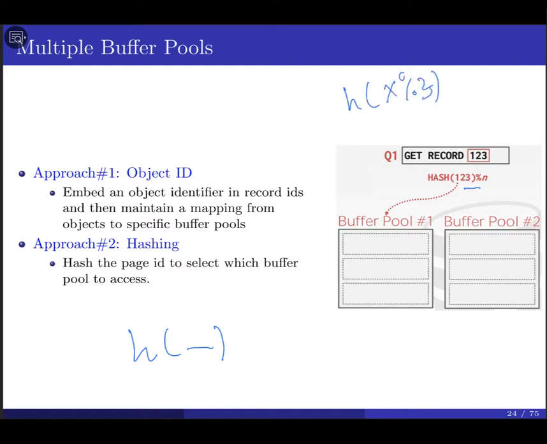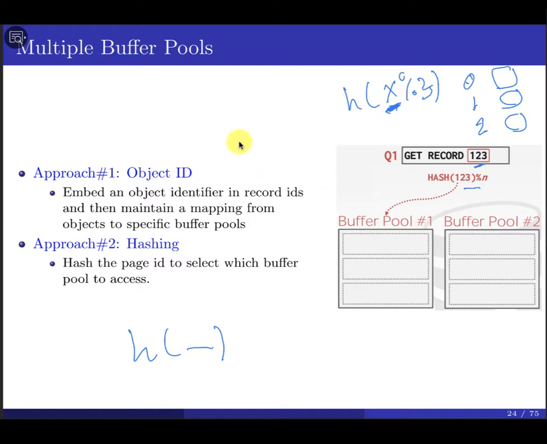Regardless of the value of x, the result is going to be either 0, 1, or 2. So it looks like we have three buckets. So assume that we have three buffer pools in this case. Based on the hash of the record ID, taking it modulo 3, it's going to be 0, 1, or 2. So always, based on the value of the record ID, it's going to be assigned to the same buffer pool. Clear, guys? So we have two different ways to perform that.